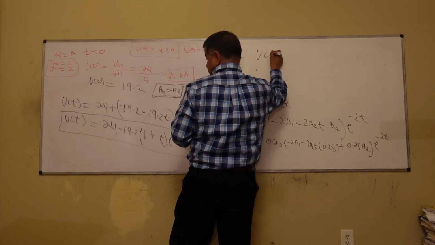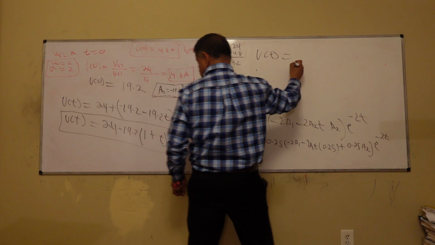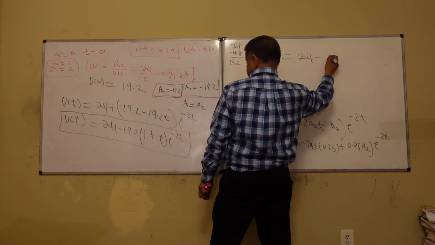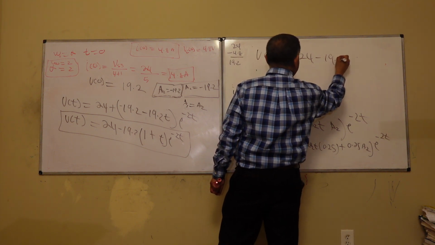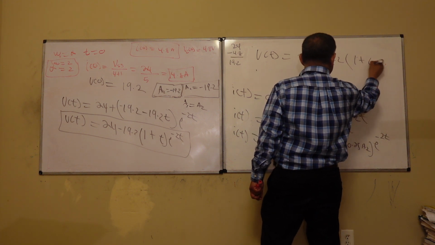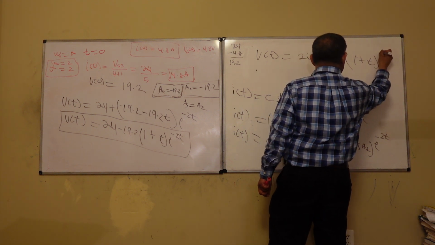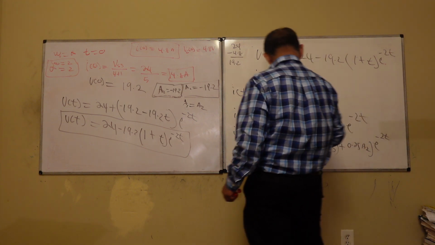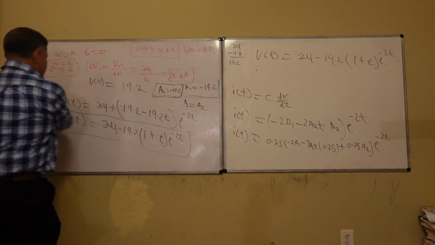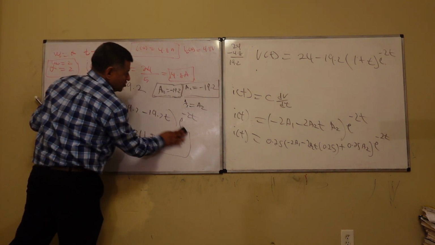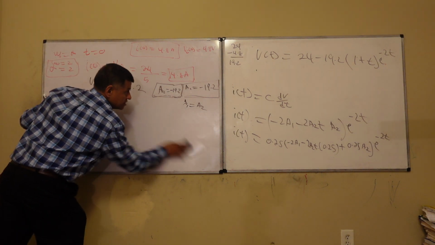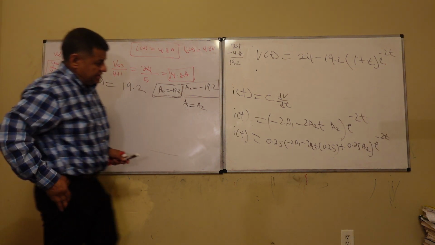So let me write this answer here. B of t is equal to 24 minus 19.2 times (1 plus t) e to the 2t. Okay, that's the answer. Now that I have that, we can use this space right here.